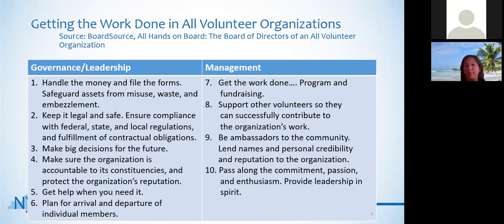Whereas other people might want to join the organization because they want to do the work. Maybe they want to help and be a docent, or they want to raise money for the organization. They want to do events for the organization or programming. You know, they are ambassadors for the organization.